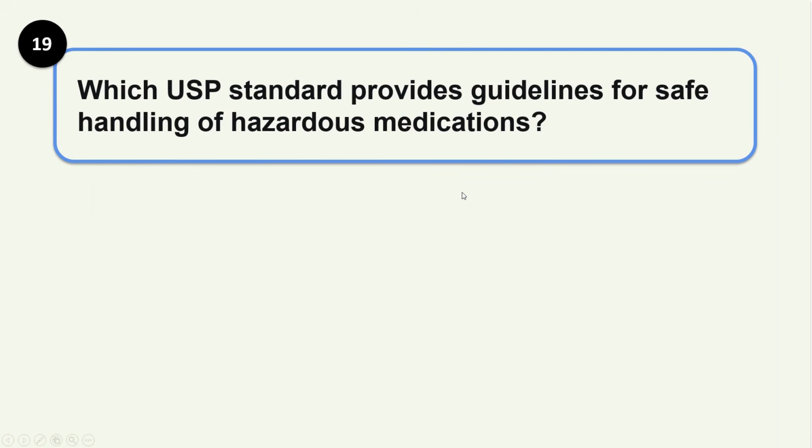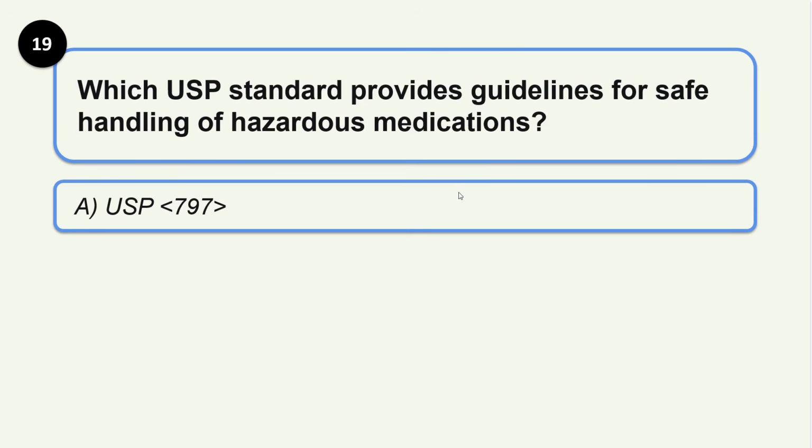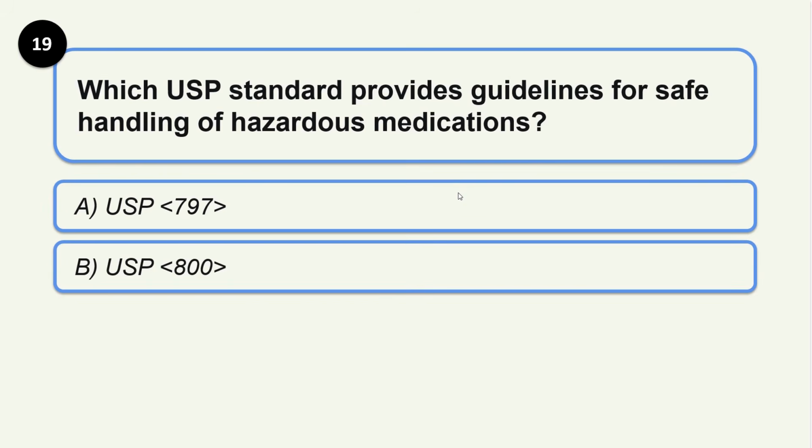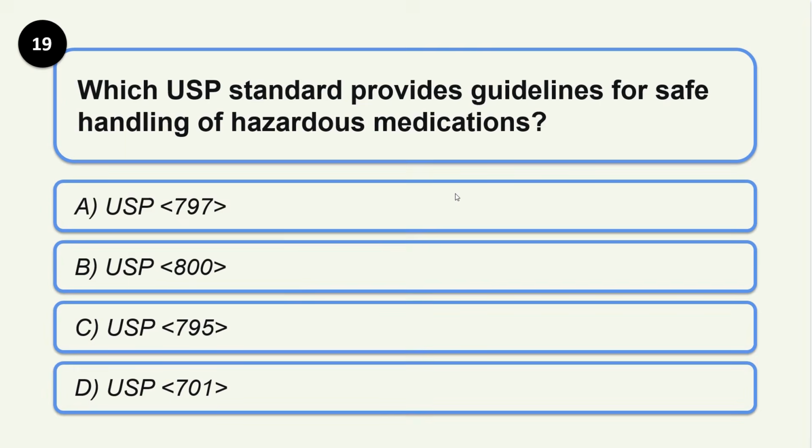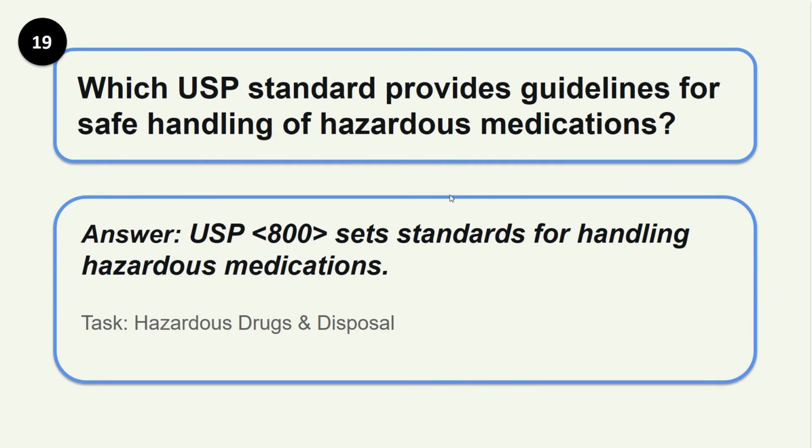Next, which USP standard provides guidelines for safe handling of hazardous medications? A 797, B 800, C 795, D 701. Correct answer is 800. USP chapter 800 sets the standard for handling hazardous medication.